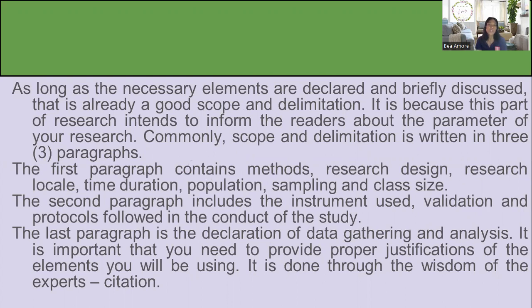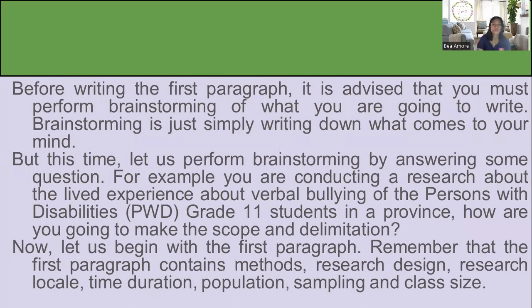Commonly, scope and delimitations is written in 3 paragraphs. The first paragraph contains methods, research design, research locale, time duration, population, sampling, and class size. The second paragraph includes the instrument used, validation, and protocols followed in the conduct of the study. The last paragraph is the declaration of data gathering and analysis. It is important that you provide proper justifications of the elements you will be using. It is done through the wisdom of the experts or citation.